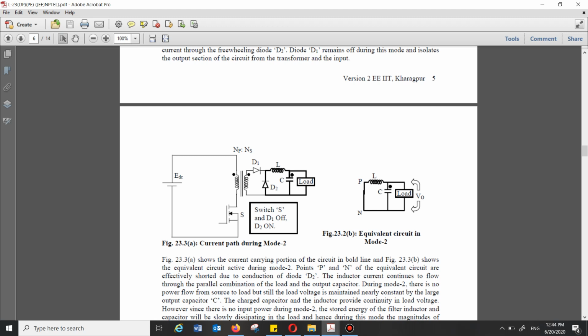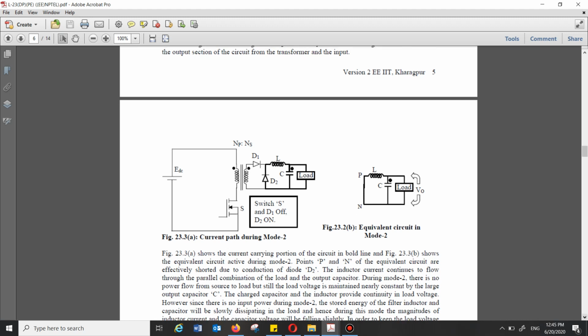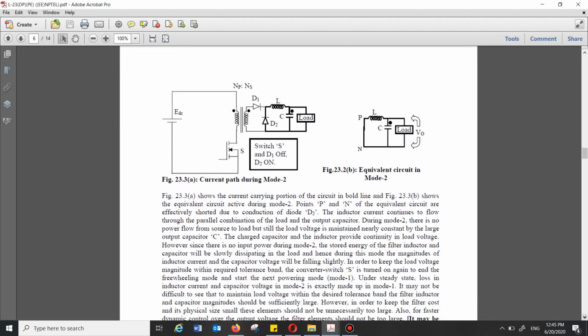There is no power flow from source to the load, but still load voltage is maintained nearly constant by the large output capacitor. Since the capacitor is charged during the on cycle, and load and capacitor are in parallel, whatever voltage is on the capacitor will appear across the load, which is kept constant with a large capacitor value. Large capacitor and inductor provide continuity in the load voltage.